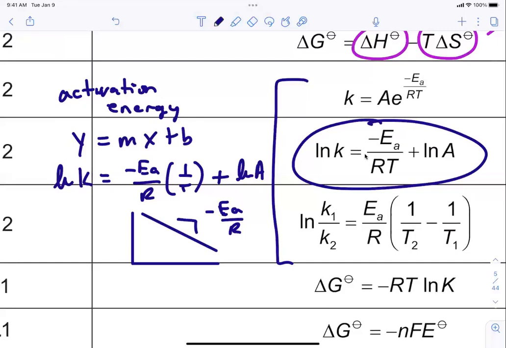Oh, that's this equation, Marissa, broken out, so you can see how it matches y equals mx plus b format. Like a linear equation is y equals mx plus b, right? Y in this case is natural log of k. M is negative EA over R. X is 1 over T. Sorry, it was kind of matched, crossing over the black lines, so it was hard to see. Does that make sense? Okay.